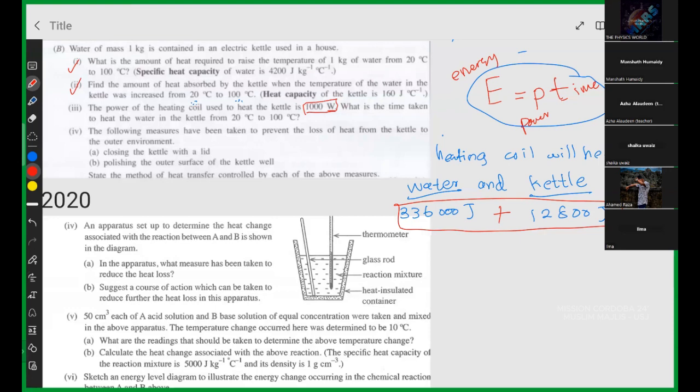What is the question here? Read the question carefully, third one. The power of the heating coil used to heat the kettle is 1000 watts. What is the time taken to heat the water in the kettle from 20 degrees Celsius to 100 degrees Celsius? They are asking you the time. So let's write the equation: time equals energy over power. Energy is the sum of these two.